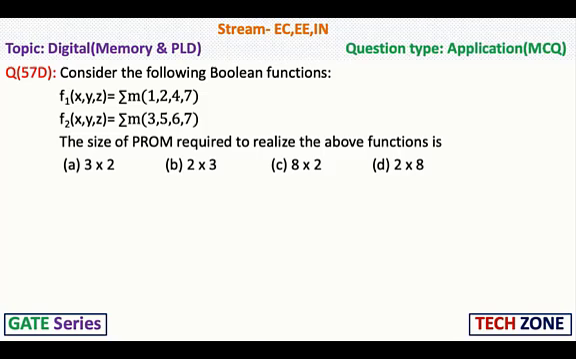Next, the question here is, consider the following Boolean functions. F1 of x, y, z is equal to the sum of minterms 1, 2, 4, 7, and F2 of x, y, z is equal to the sum of minterms 3, 5, 6, 7. The size of PROM required to realize the above functions is option A 3 by 2, option B 2 by 3, option C 8 by 2, option D 2 by 8.